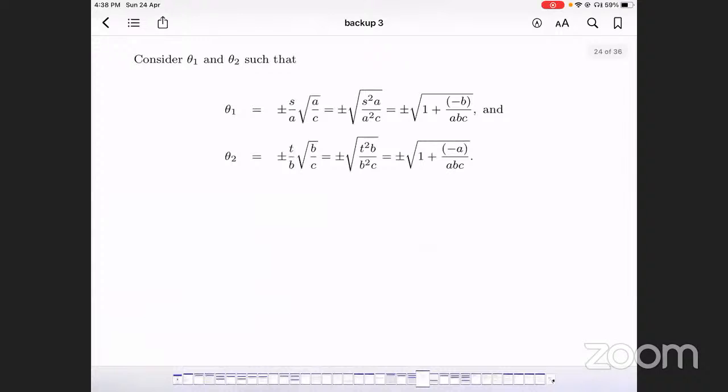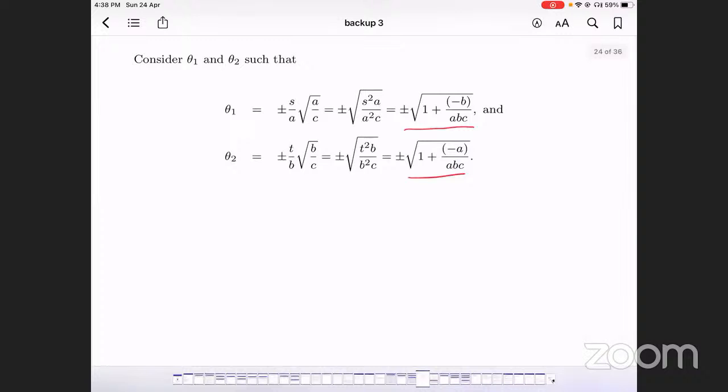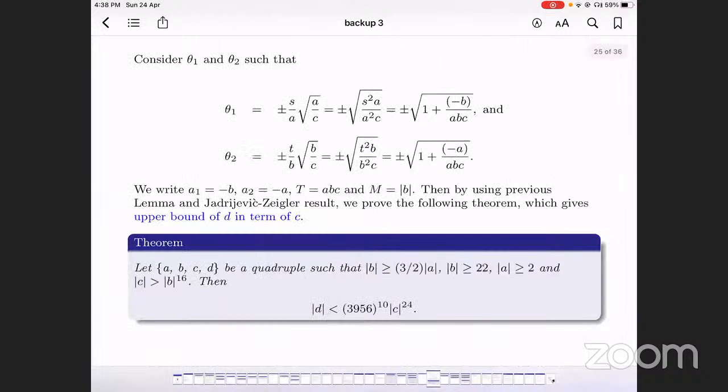Further, we consider theta_1 equal to plus or minus s over y times the square root of a over c, and theta_2 equal to plus or minus t over v times the square root of b over c. After some calculation, we can get that theta_1 is equal to this one, and theta_2 is equal to this one. After that, we take a_1 equal to minus b, a_2 equal to minus a, t equal to abc, and m equal to capital V. Then we apply the previous lemma and the Jarvis, Chevik and Ziegler result to get an upper bound of d.